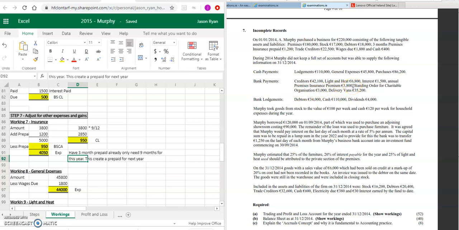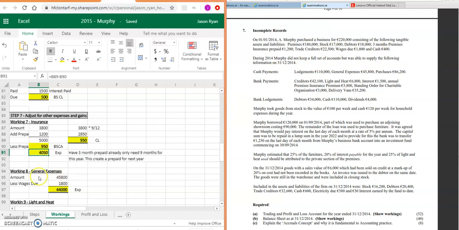So you need 9 months of this 3,800. So you're going to take the 3,800, multiply that by 9/12, and that's going to give you 2,850. So we've prepaid for the next 3 months 950. So that's going to go into your current assets. So in here you're going to have 3,800 plus 1,200, because that's the amount that we've actually paid. So we paid 3 months from the previous period. We paid 12 months for this period. So it gives us 5,000 less the prepaid amount of 950. That's the 3 months that we've left over. And that's going to give us the expense for this period of 4,050. And that goes into your profit and loss account.